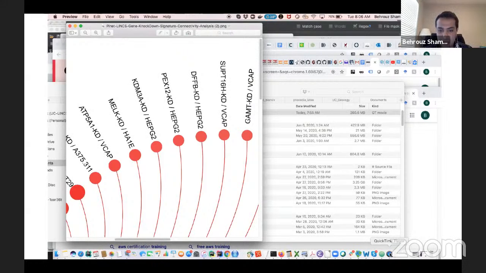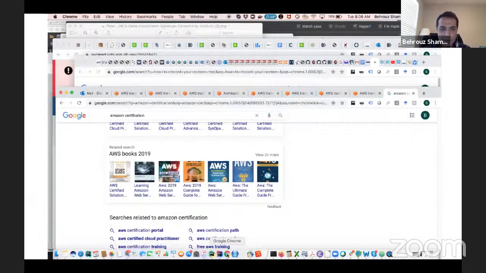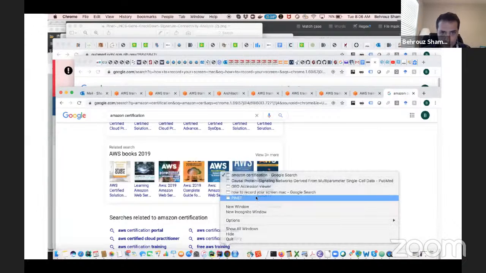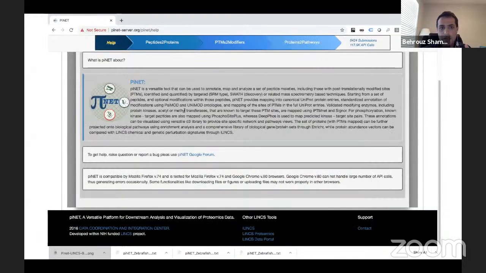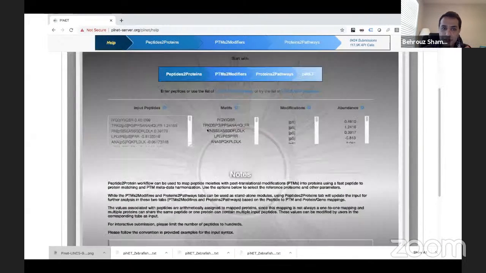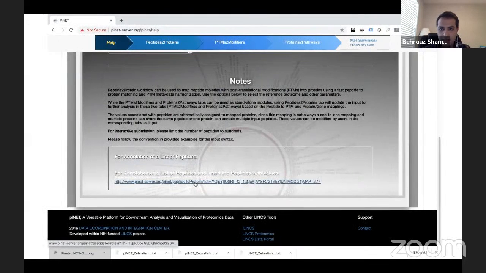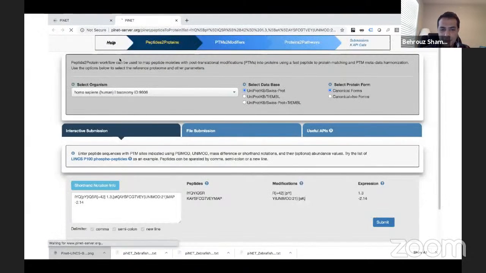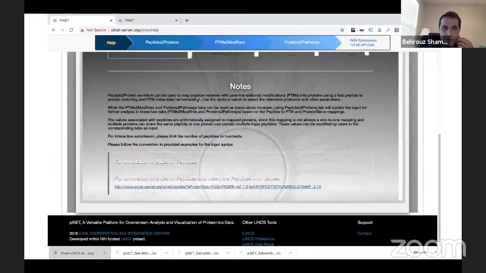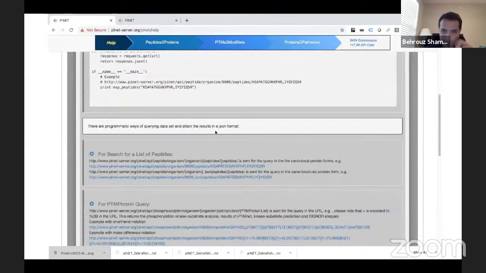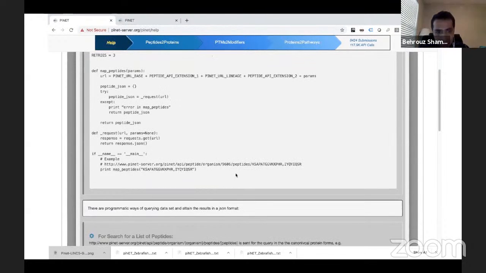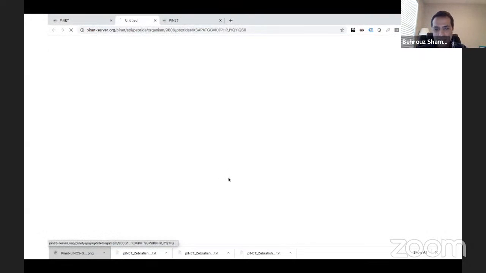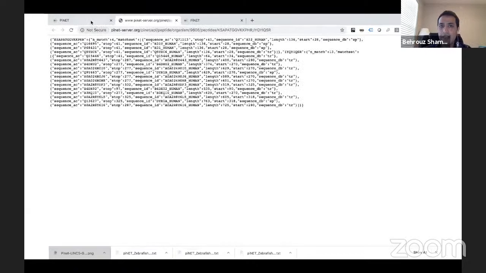Again, a lot of information can be found in the help, which I am going to show you about PINET, and about the workflows that I just showed you, what is done in each workflow. Everything can be seen and is explained over there. All of these API calls that PINET is using, I've embedded the examples here. For example, this is just to search where these peptides are found.